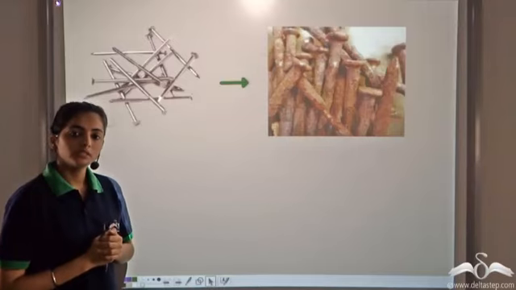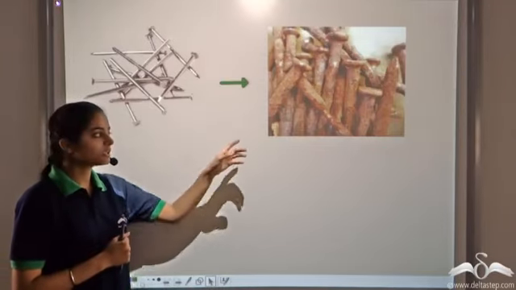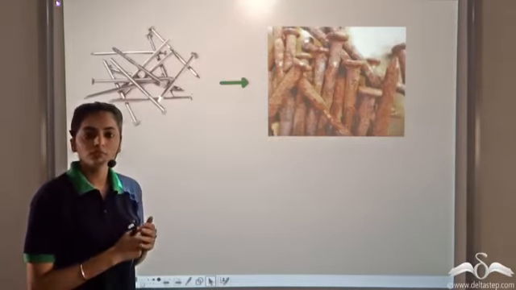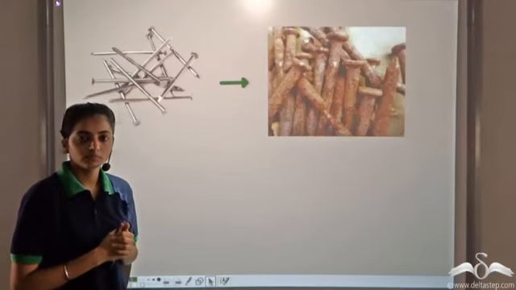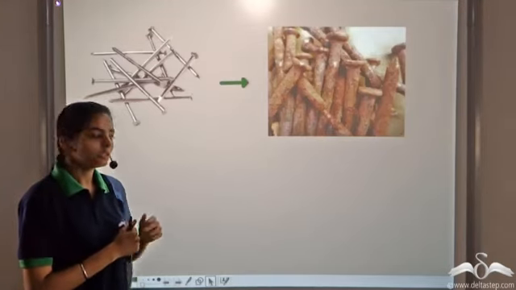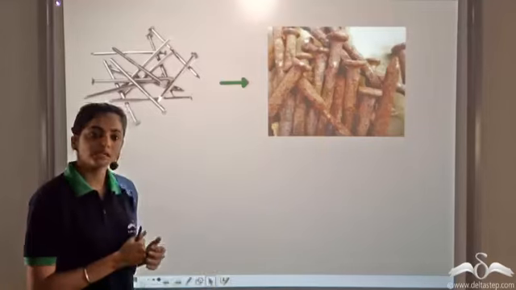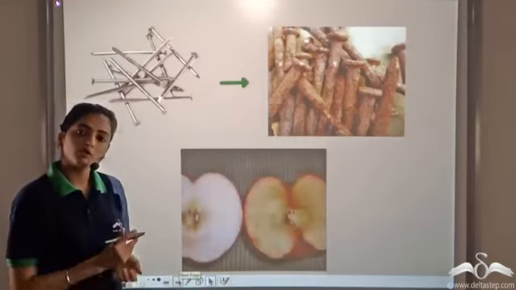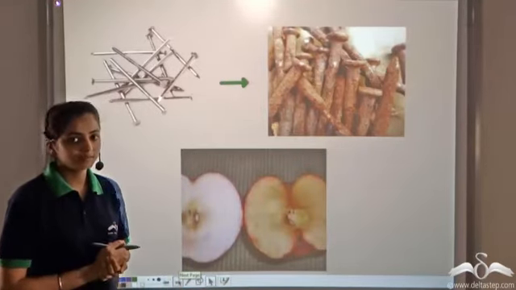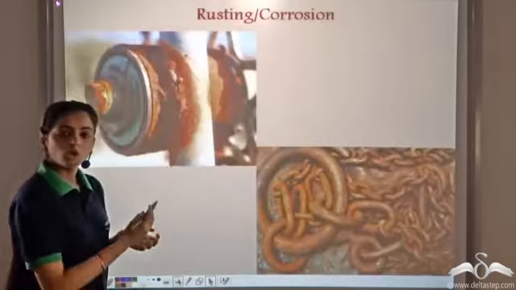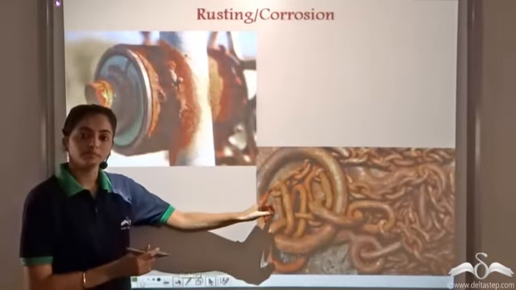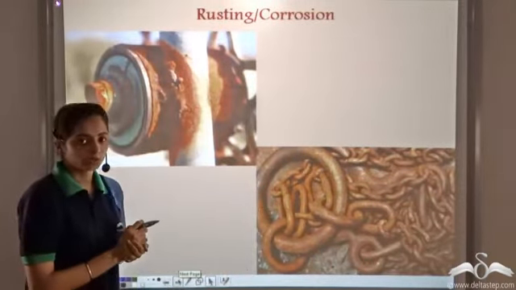You must have observed that iron nails develop a reddish brown coating on them if they are left for some time. Is there any similarity between the browning of these iron nails and the browning of an apple? Let's see. The browning of substances made up of iron is what we call rusting or corrosion.